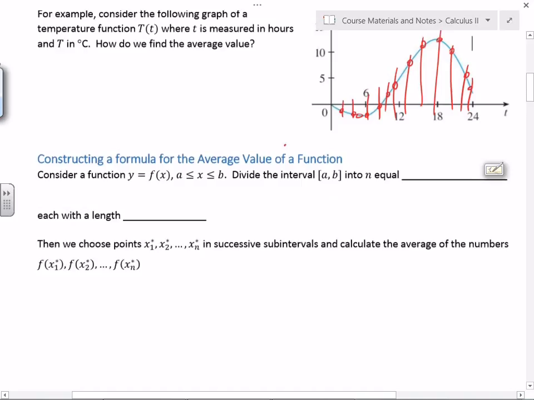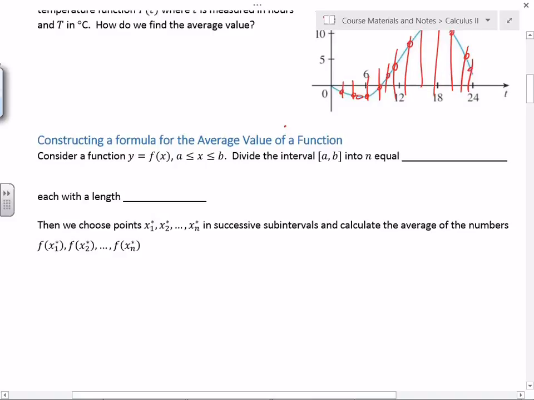So that's exactly what I'm doing down here in the next section. Consider a function y equals f of x. Divide the interval a b into n equal subintervals, each with a length delta x. Then we're going to choose points out of each one of those subintervals. I'd call that x sub i star, and that's where I find the height of the function inside that subinterval. But you do that for every subinterval.